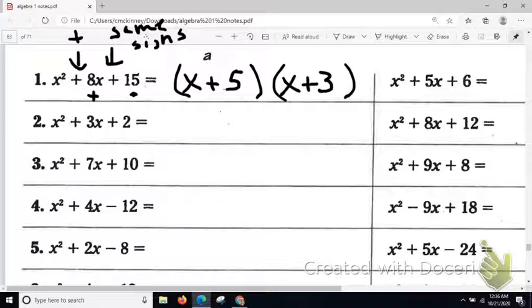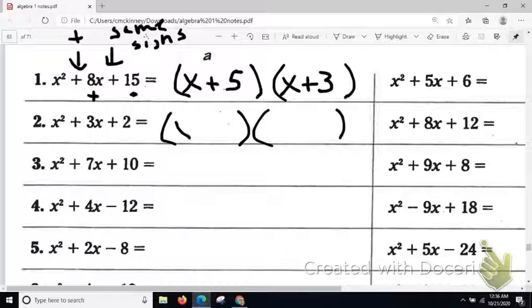You do not want to think about all the possibilities that add up to 8, especially if they're different and there's a positive and a negative. You could have infinite possibilities. You want to think about what multiplies to be that last number. There's going to be less choices to look at.